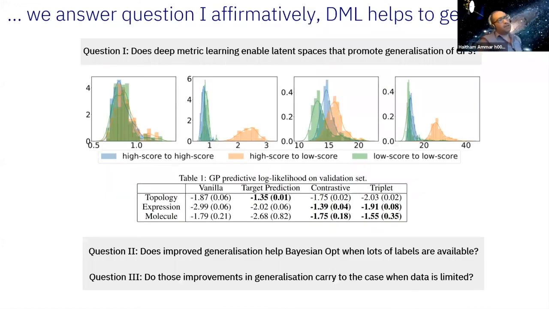So to start, I would like to show you here some of the results of the structure of the latent space and the generalization power of the GP when we use the metric learning. So those are 4 graphs. Every 2 correspond to a task. So the first 2 correspond to expression. The second 2 correspond to molecules.